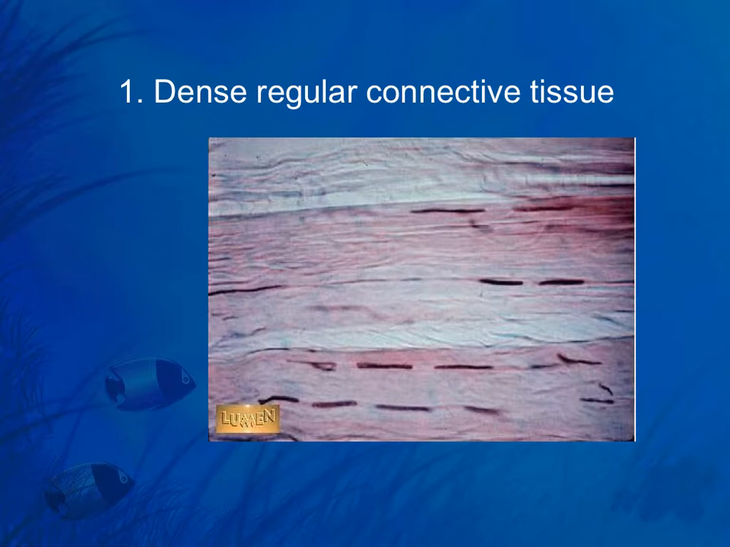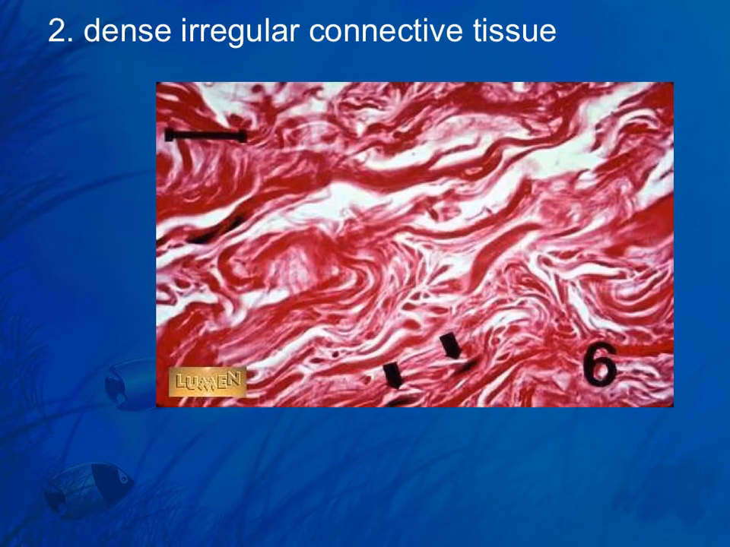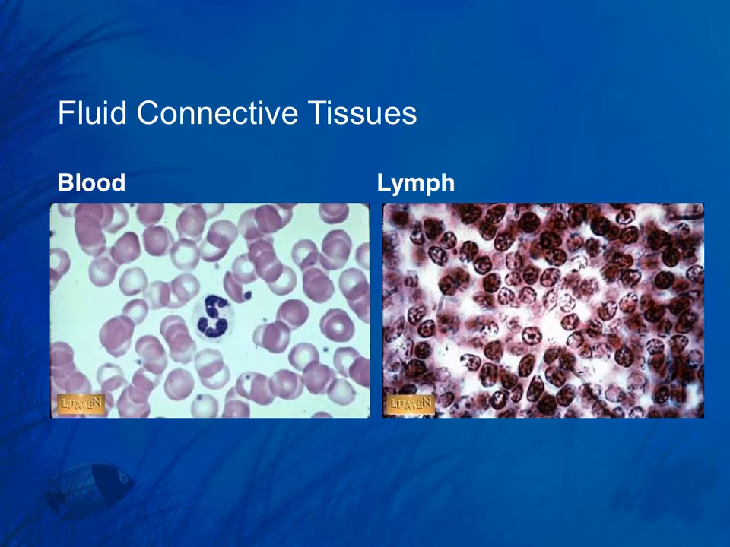Dense irregular connective tissue looks like a big jumbled mess because the fibers are going in all sorts of different directions. It's hard to even describe what that looks like. Fluid connective tissues have dissolved fibers so you can't see them in a watery ground substance. In blood, we mostly have red blood cells. In a mammal, a red blood cell does not have a nucleus, and a few white blood cells and small platelets. Lymph has more of the white blood cells.